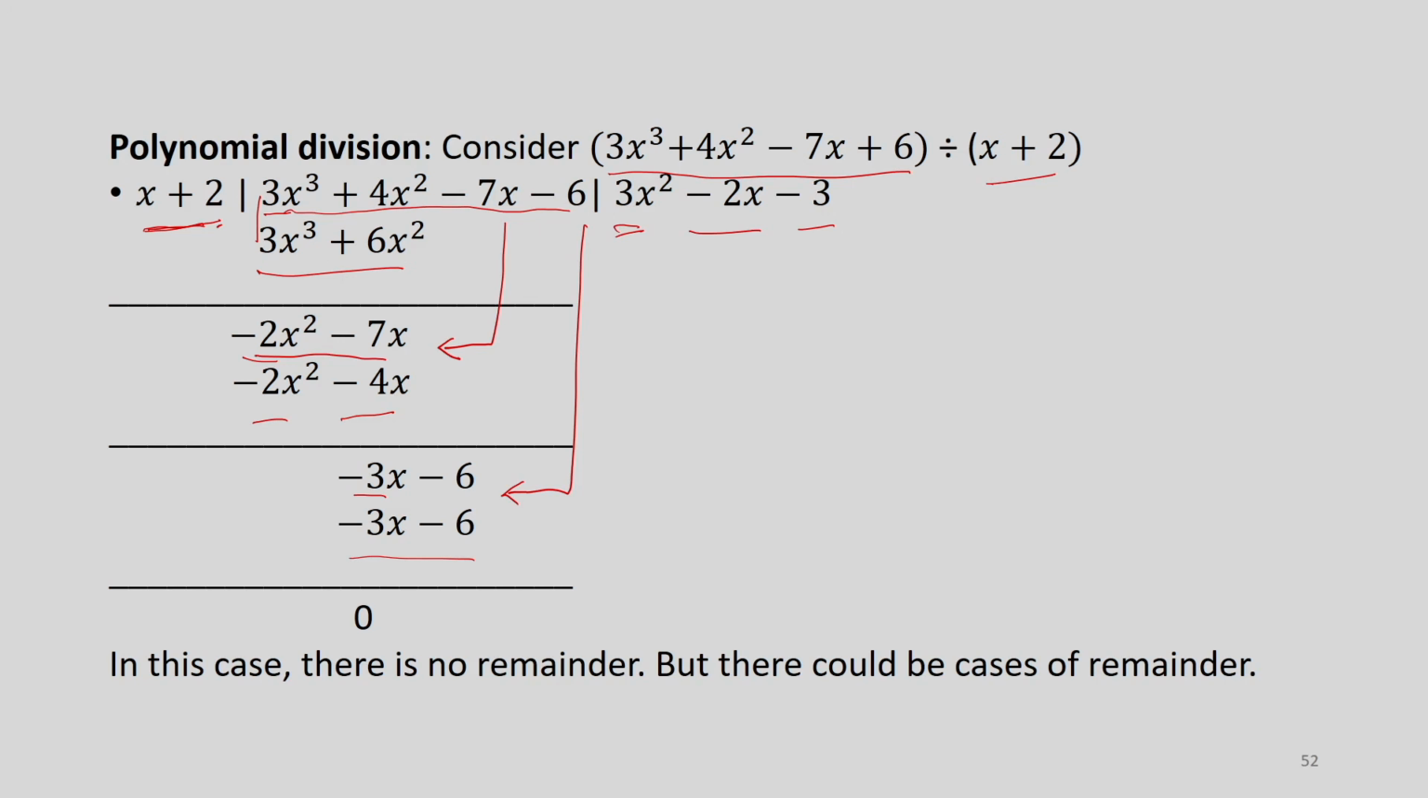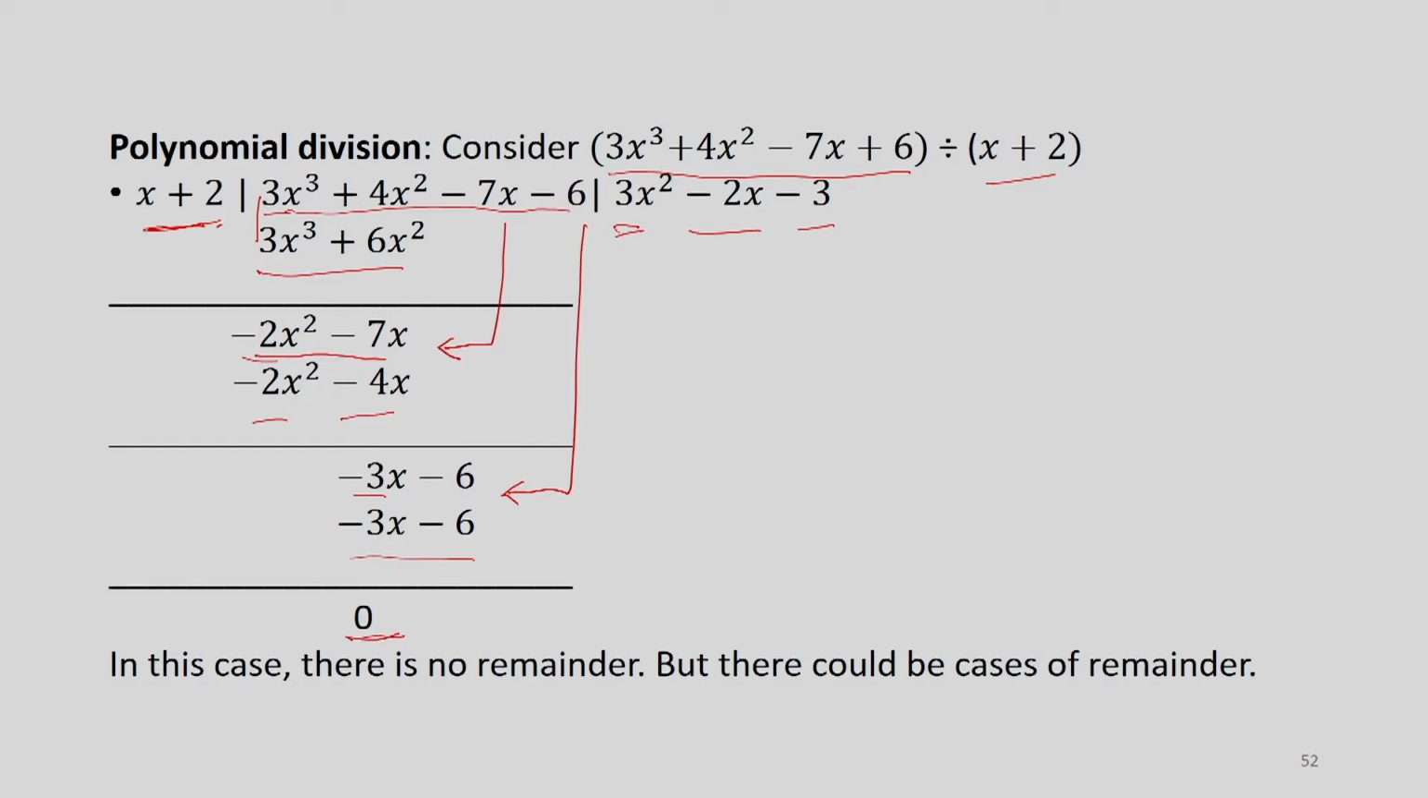In this case, there is no remainder here, it is 0, but this is not automatic. In many divisions, there will be some non-zero remainders. Let us take one such example.